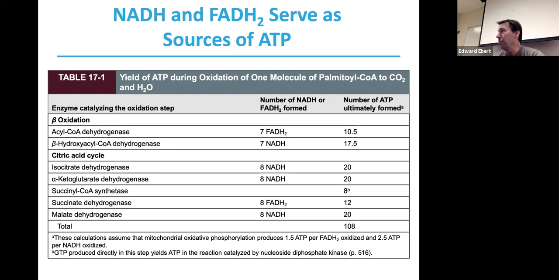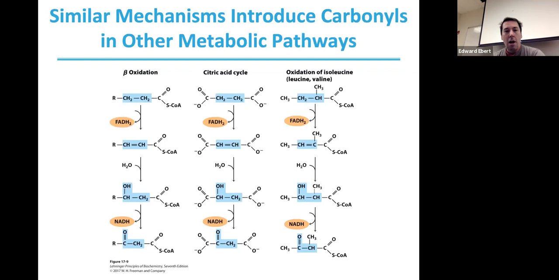So evolutionarily, we have a taste for lipids because it's a good source of long-term energy. This mechanism is actually very similar to a lot of other mechanisms that we see. Our beta oxidation is similar to our citric acid cycle, similar even to our oxidation of some amino acids like isoleucine. We can see that we're producing these FADH2s and NADHs that can feed into the respiratory chain to produce energy.